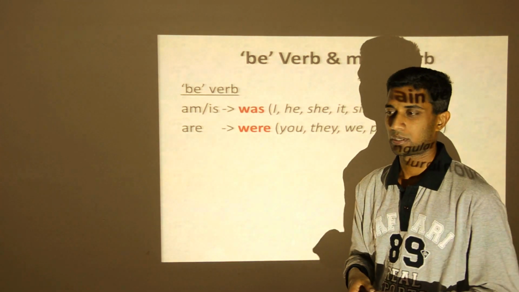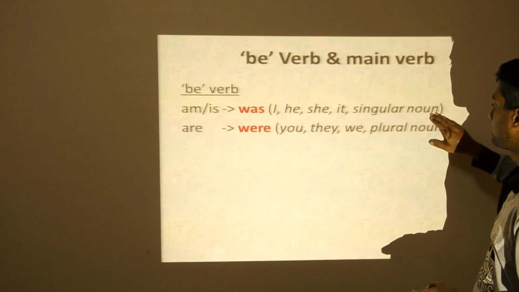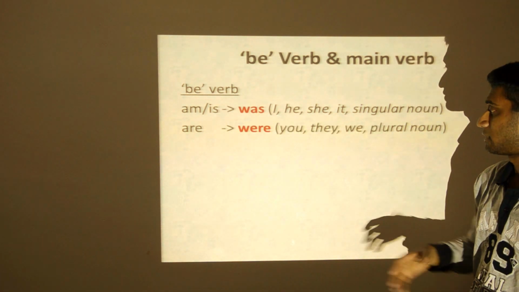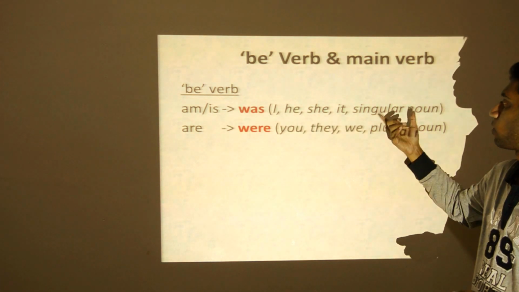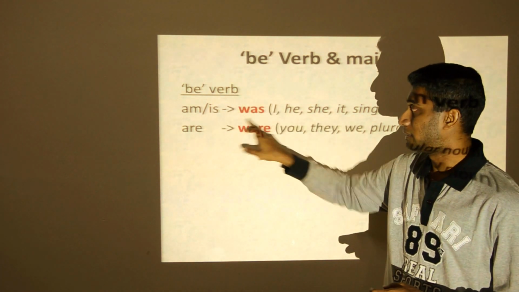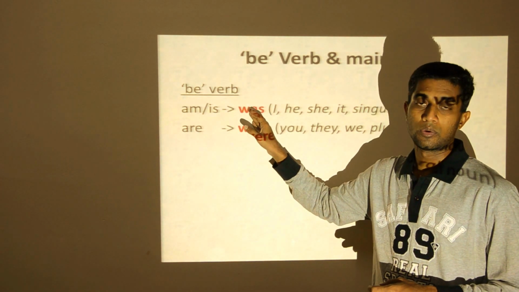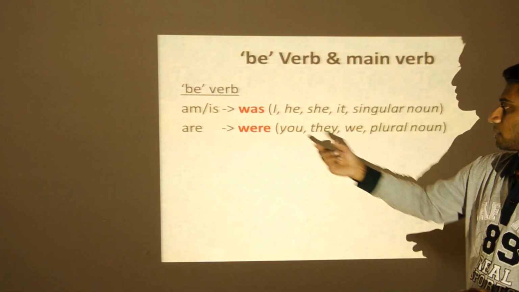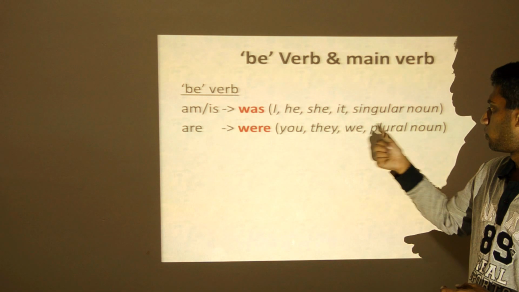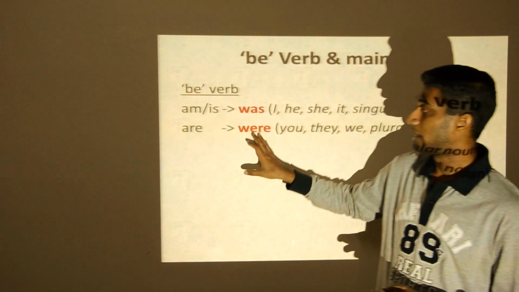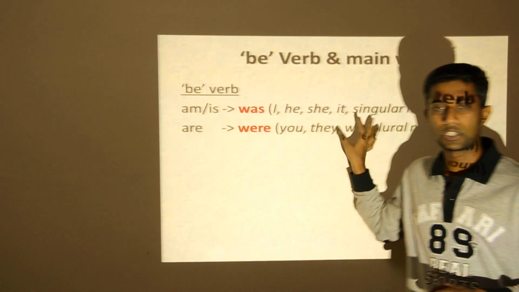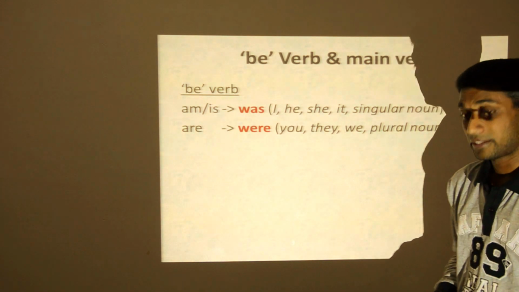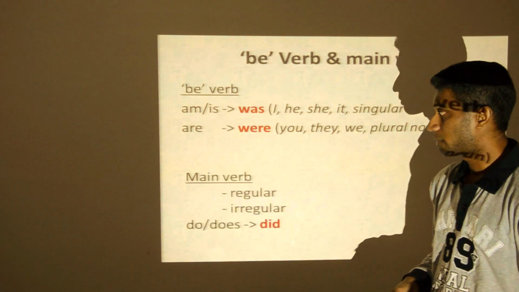Just a quick reminder. Look at these subjects that are used on a regular basis in sentences: I, he, she, it, or any singular noun. They are followed by was, the past form of am or is. The other subjects like you, they, we, or any plural noun are followed by were. I know you already know it. Just a quick reminder.